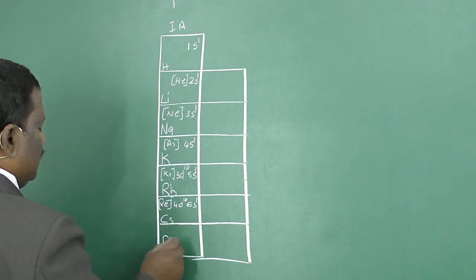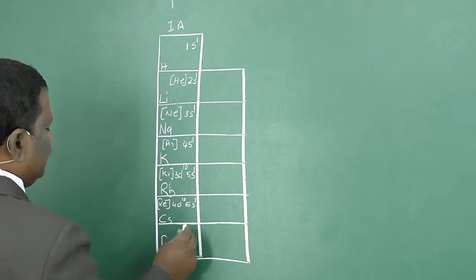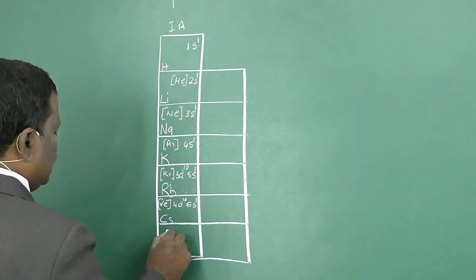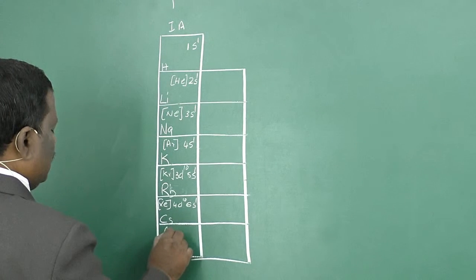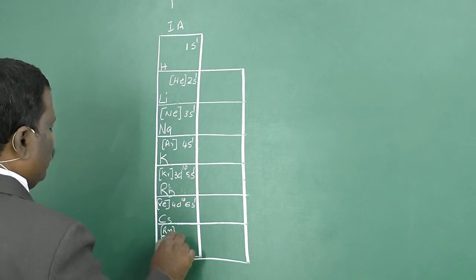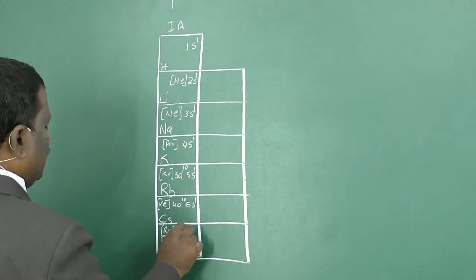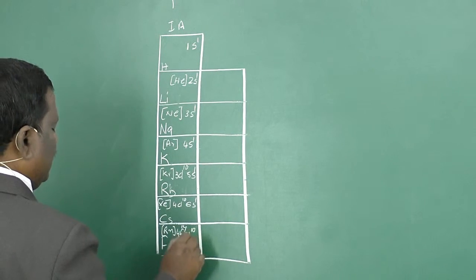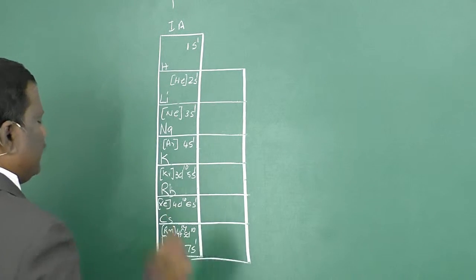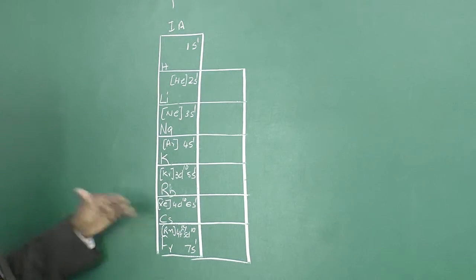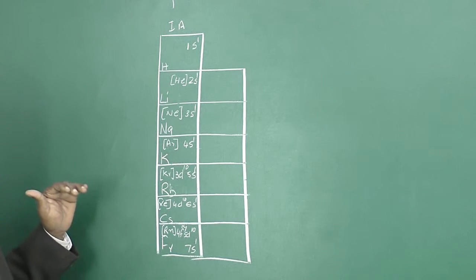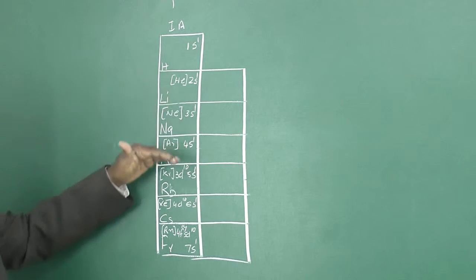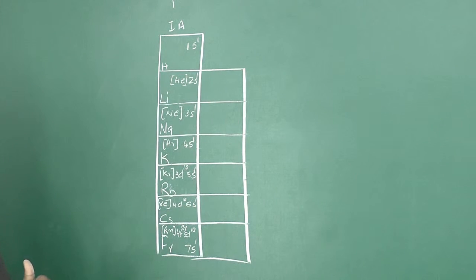And for francium it is radon, 4f14, 5d10 and 7s1. That means in almost all these elements the last electron will enter as s1 electron.